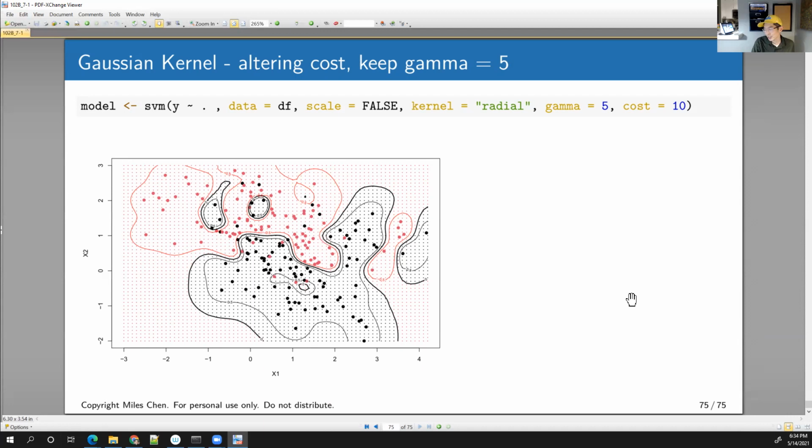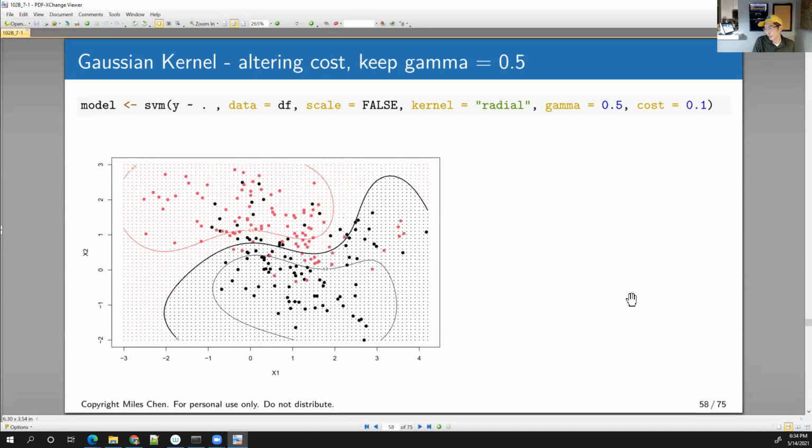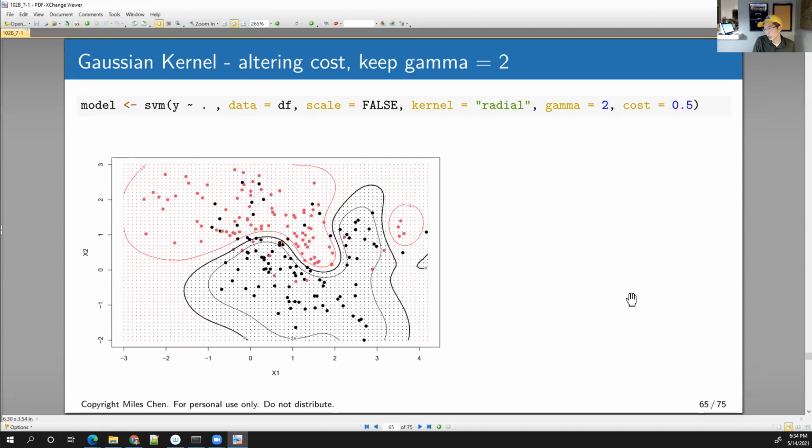But you can look at the same slides where basically the same kind of concept applies, where you can say, well, what happens when you mess with the gamma? What happens when you mess with the cost? And I want you to just think about it and write about it in the homework.